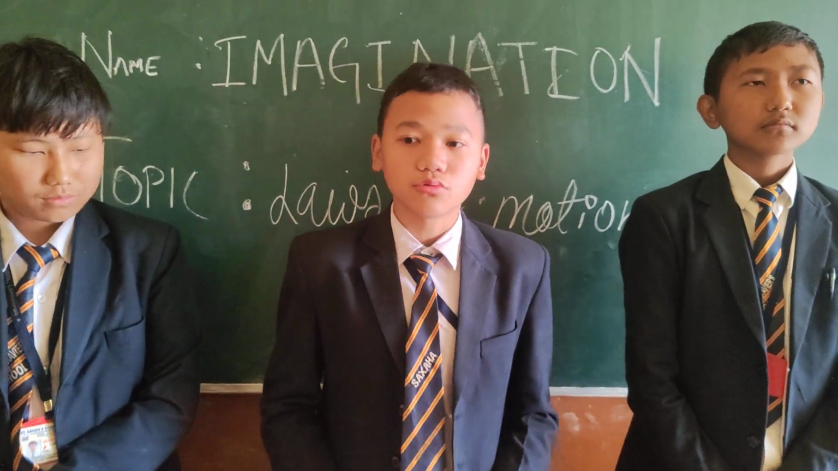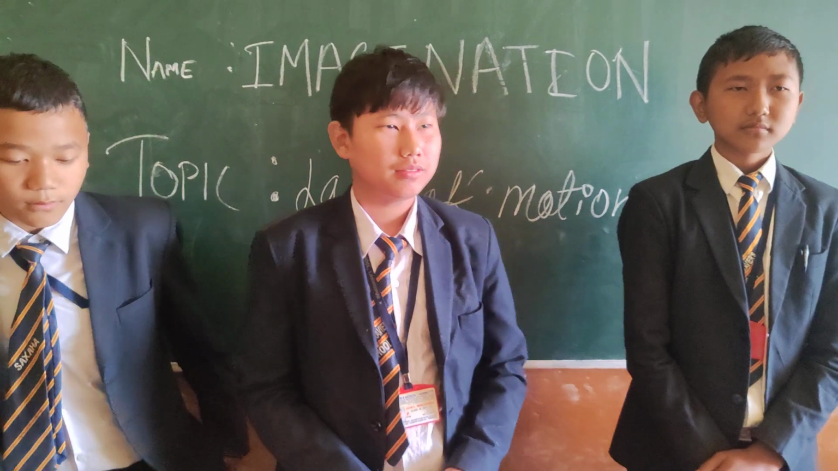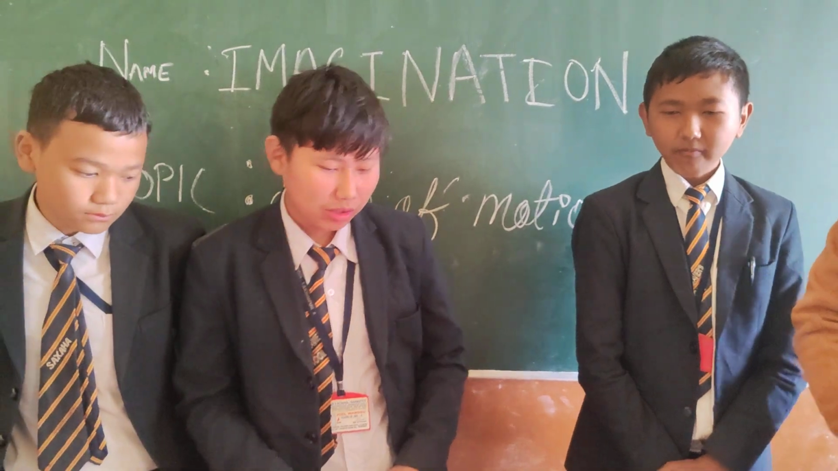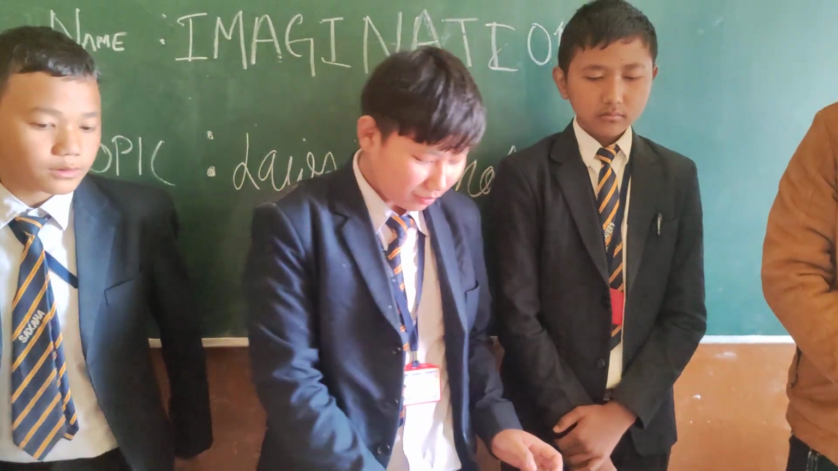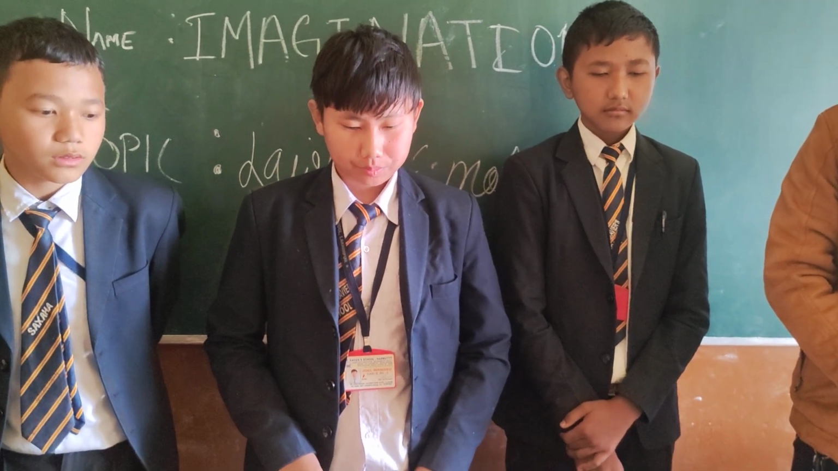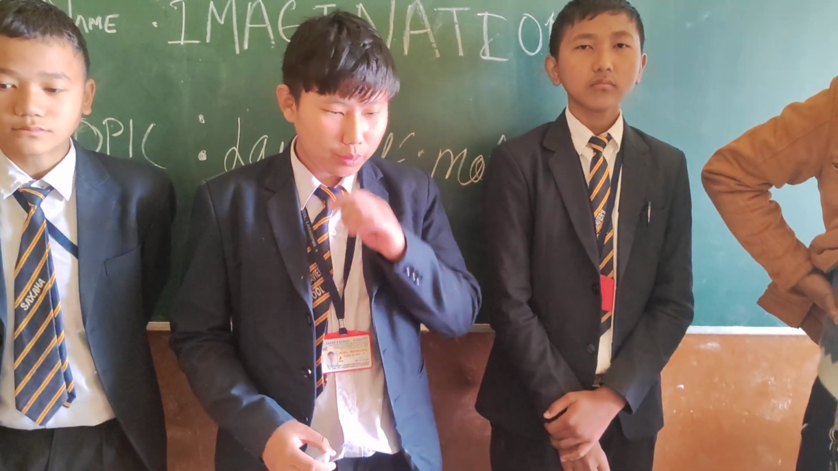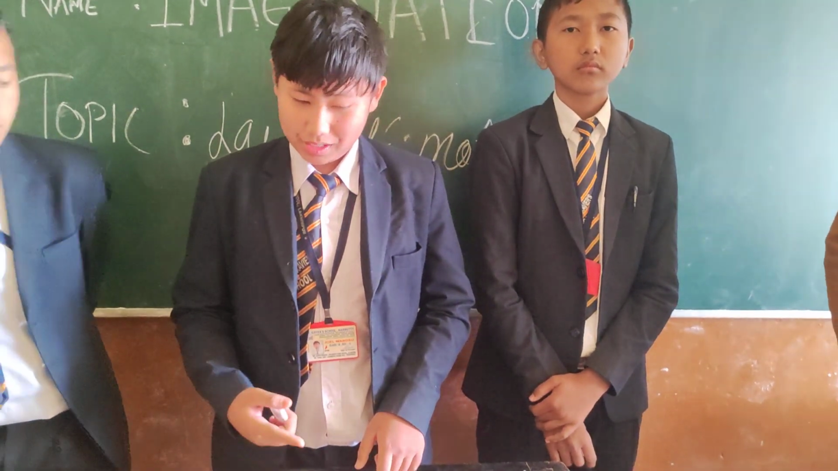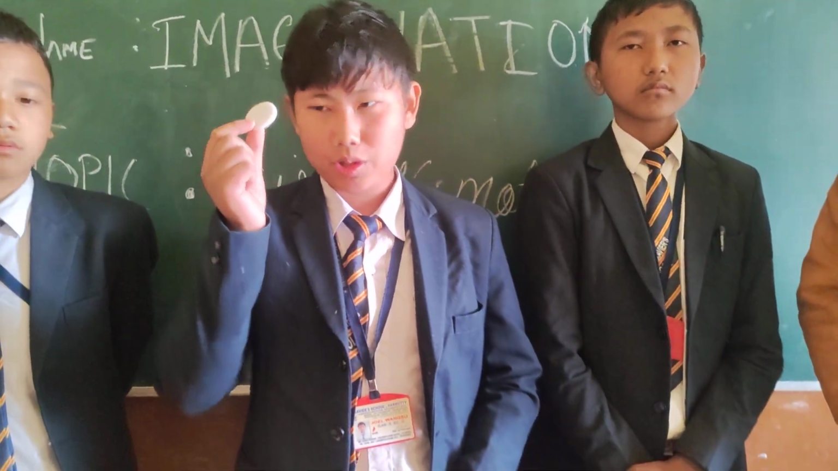Now I would like to call Joel to demonstrate the third law of motion. This is the third law of motion, which is known as the law of action and reaction, which means every action has an equal and opposite reaction. Which means if you do an action, it has an equal reaction which is opposite in direction. Assume this is body A and this is body B.